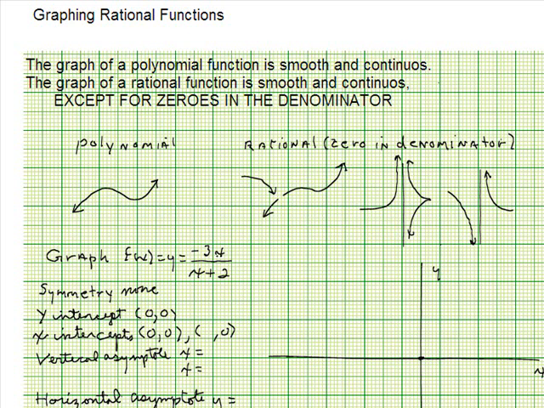But it's only a 0 if the numerator is 0 and the denominator isn't. Well, if x is 0, that again is 0 over 2. So we do get an x-intercept, but the only x-intercept we get is also at (0, 0), and we've already plotted that on our graph.